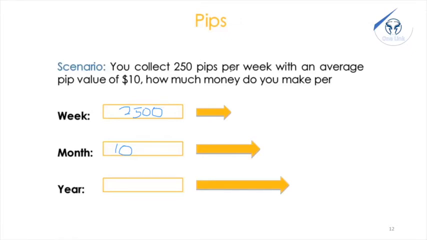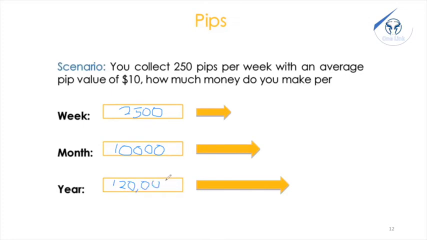Okay, 250 pips per week, that means 2,500 per week. That means he already gave you 250 pips per week. So 1 month, 4 weeks, is 10,000. Agree? In 1 year? 120,000. Okay, 120,000. This is just a simple mind test.